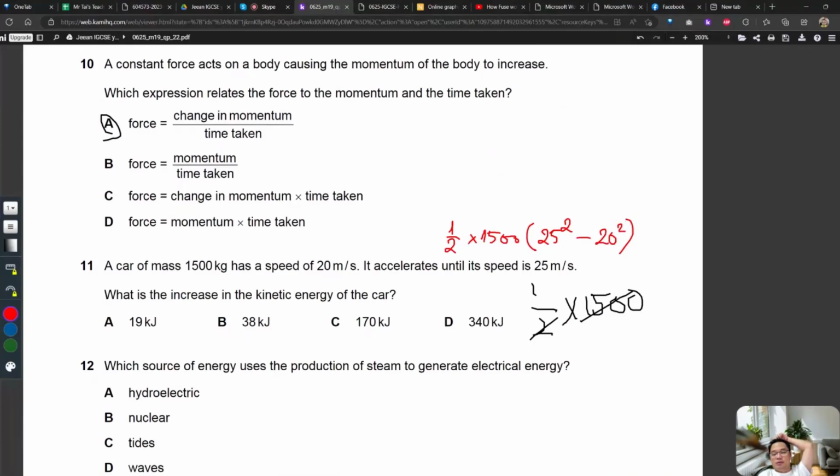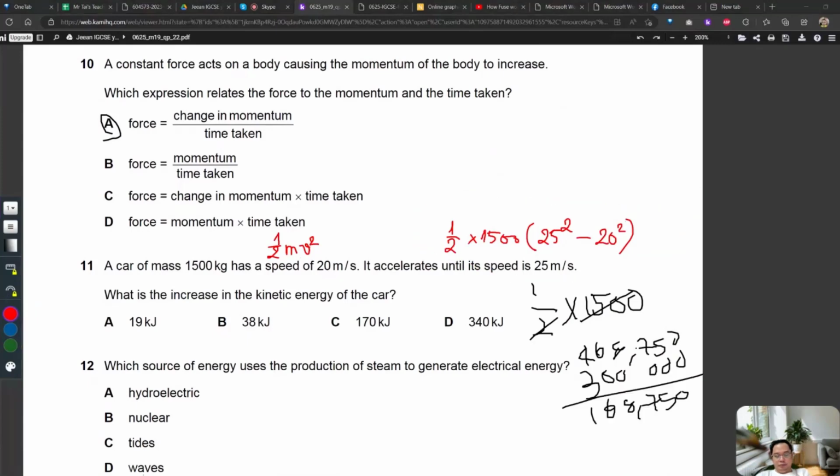Now you can use the calculator to calculate that. Kinetic energy is 1/2 mv square. But don't calculate it separately. Do the calculation again with the formula here. Yes, and then you round to 170 kilojoule. Kilojoule means 1,000, huh? 170,000 joule. The answer is C. Answer C. I get it.